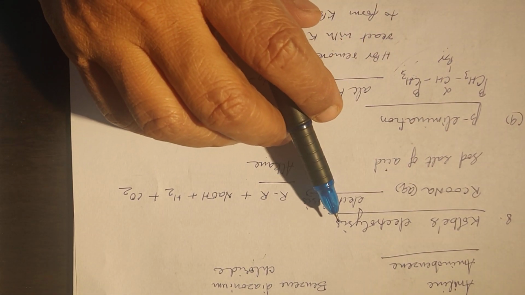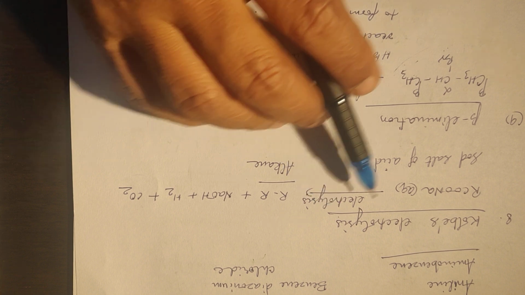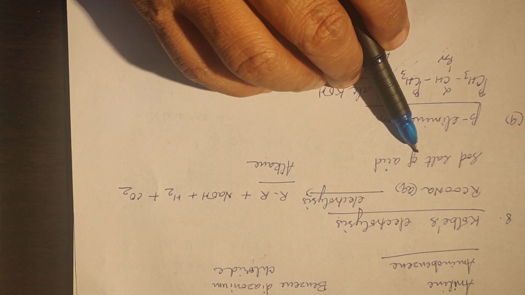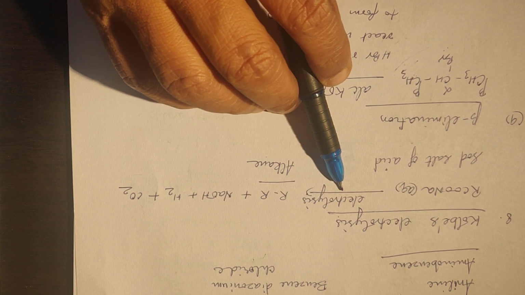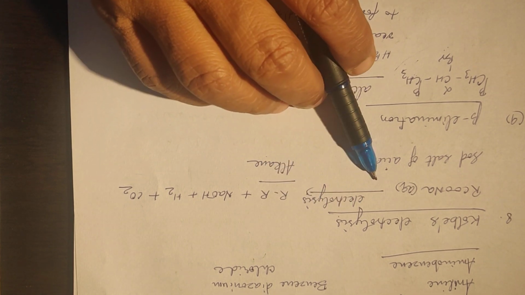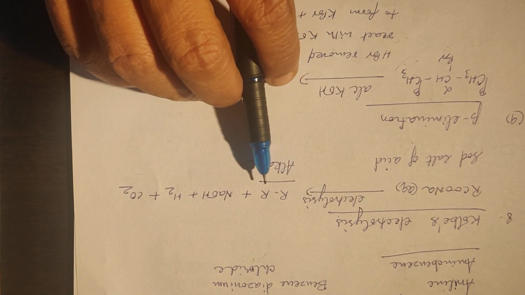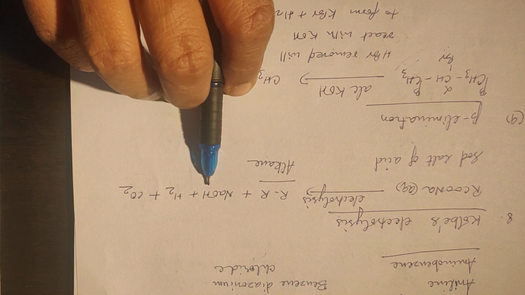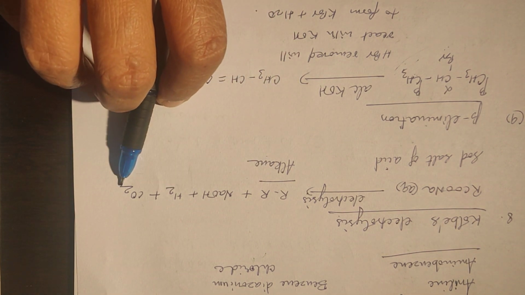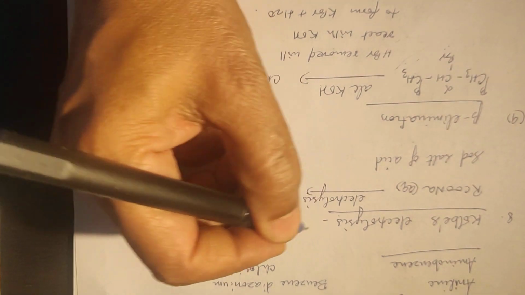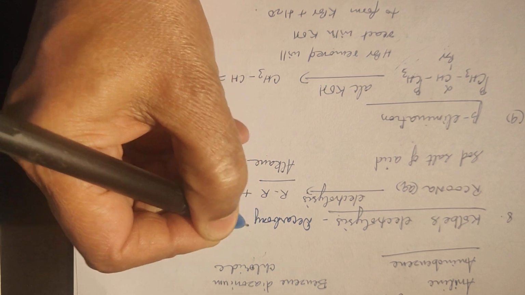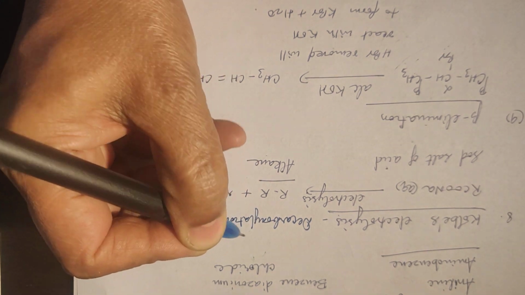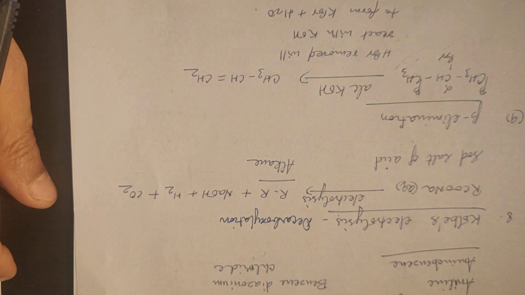Then what is Kolbe's electrolysis? Here you take sodium salt of acid, and the aqueous form of sodium salt of acid is electrolyzed, when you will get an alkane, then sodium hydroxide and hydrogen and carbon dioxide. So this reaction can also be called decarboxylation, that is removal of carbon dioxide.